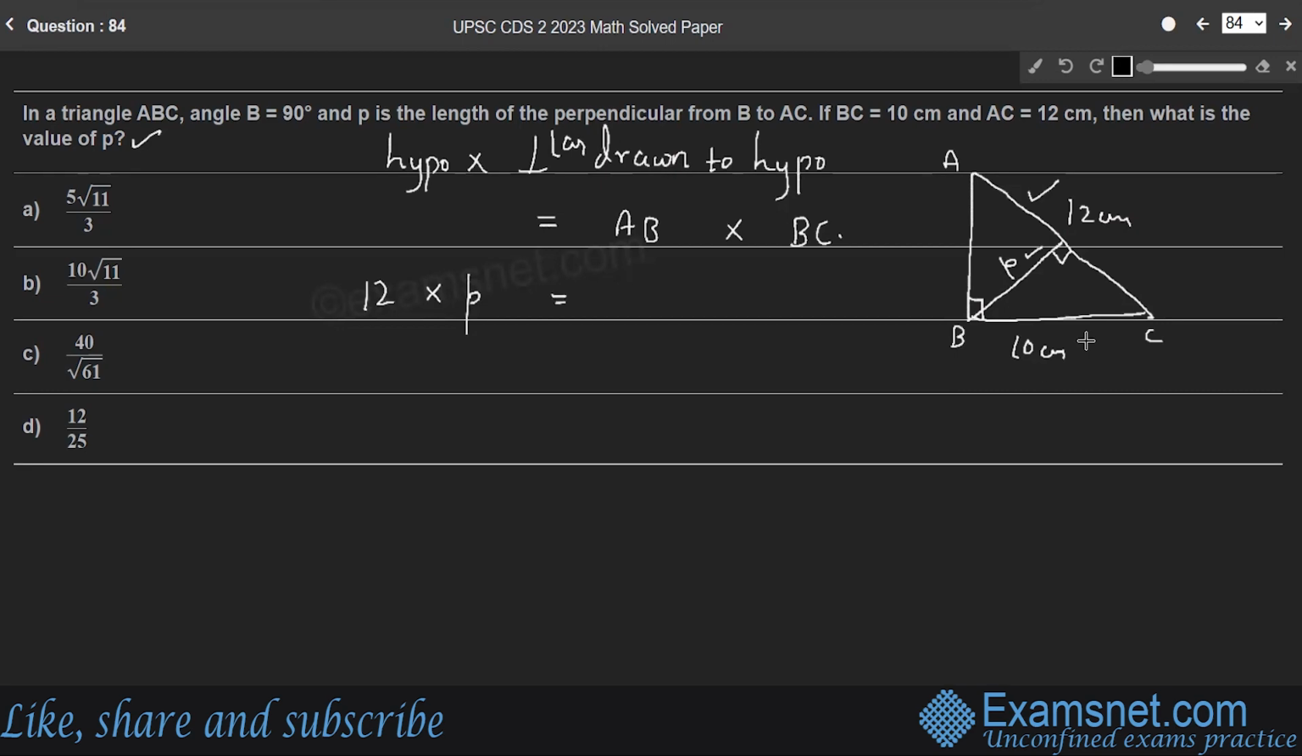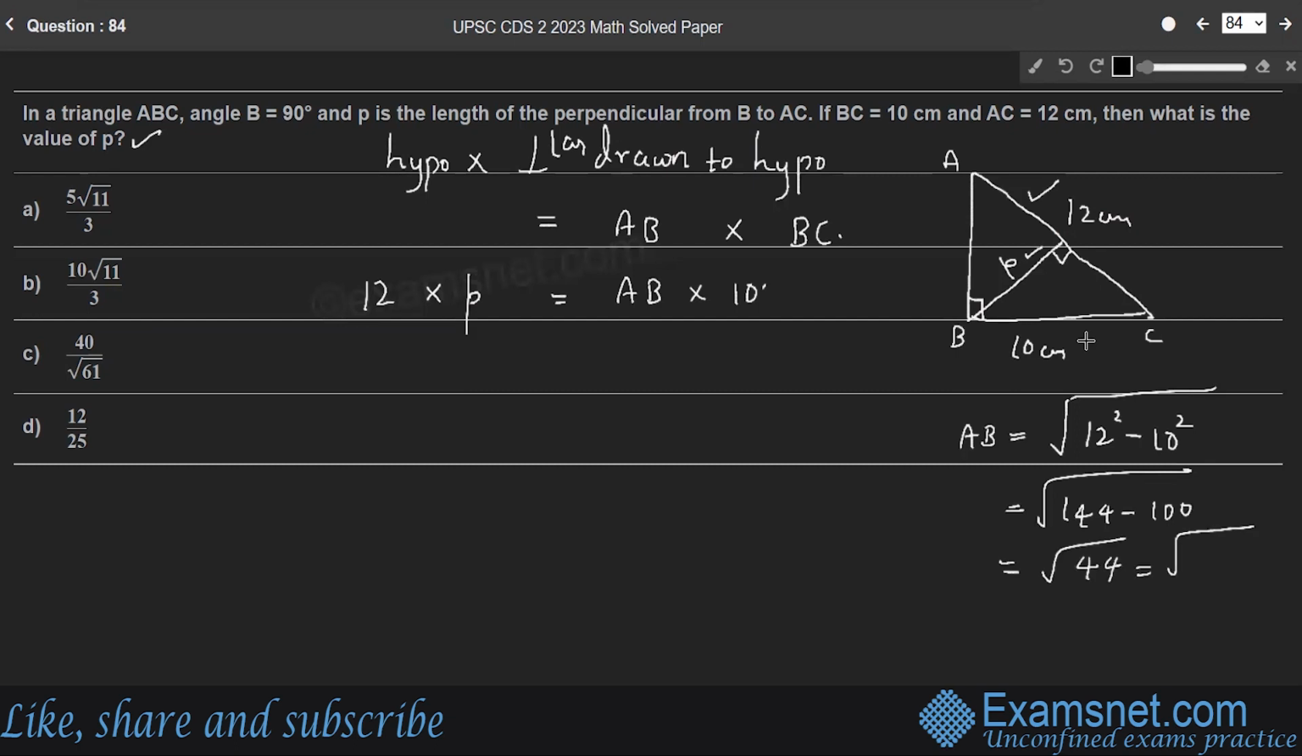So from Pythagoras theorem we can find AB, and BC is already given, which is 10 centimeter. So what is AB here? It is root of 12 square minus 10 square from Pythagoras theorem. 12 square is 144 minus 10 square is 100, which is root 44. So root of 4 into 11, since root of 4 is 2, 2 root 11 is AB. AB is 2 root of 11 centimeter.